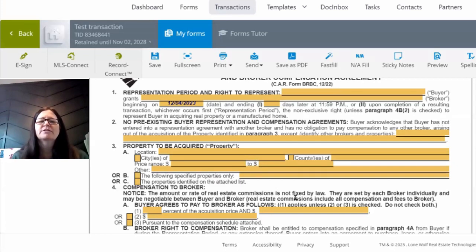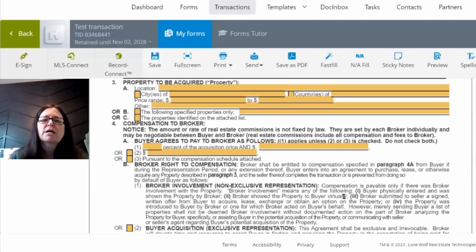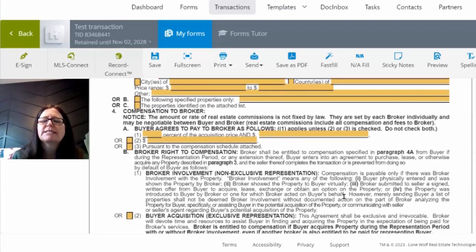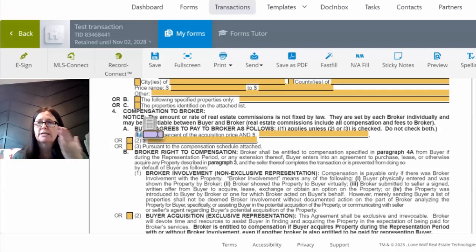Okay, so then we come down to the fun part. Then we come down to compensation. So this is where we are identifying how much you're going to get paid by helping this buyer, right? And we can have that as a percentage. So this can be whatever percentage you want it to be. Typically, we might see 2.5%, 3%, whatever is common for you and for your business.